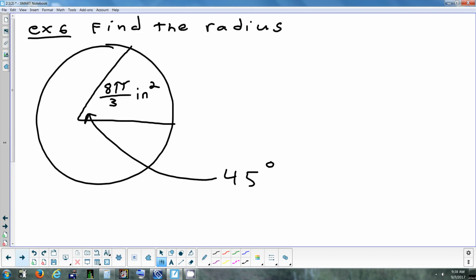Okay. Ileana, what do I want to be careful about here before I even start plugging into my formulas? What's something here I need to fix? Yeah, I need to fix this. What do I need to change it to? Radians. Okay, if you multiply by pi and divide by 180, that's what you'll get. It's pi over 4. Okay, so now we're ready to plug stuff in.